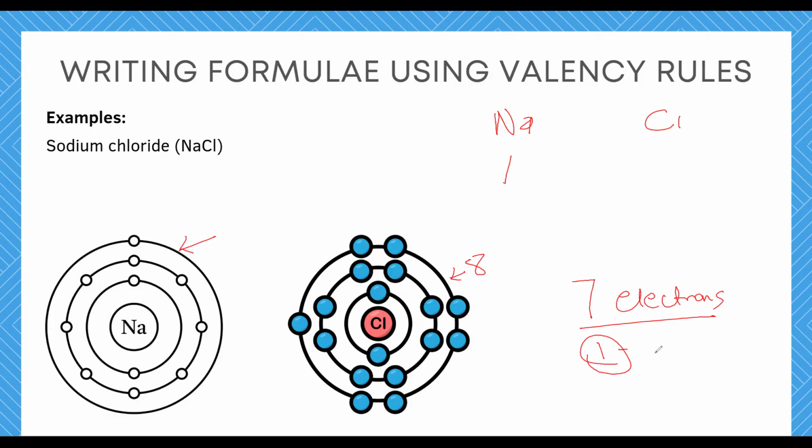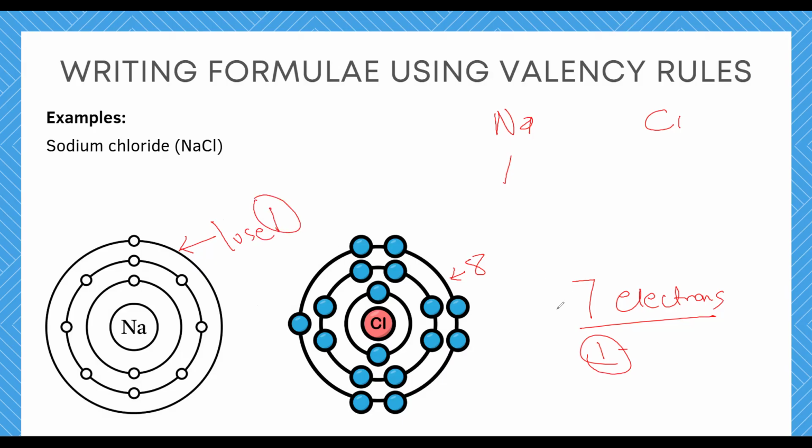Eight. Calm down. Let's take that one more time. The number of electrons that chlorine needs. Remember, valency is the number of electrons it can gain or lose. Calm down, Romario. Let's take that one more time. The number of electrons that it can gain or lose. That's valency, right? And we found out that for sodium, the number of electrons it can lose is 1.